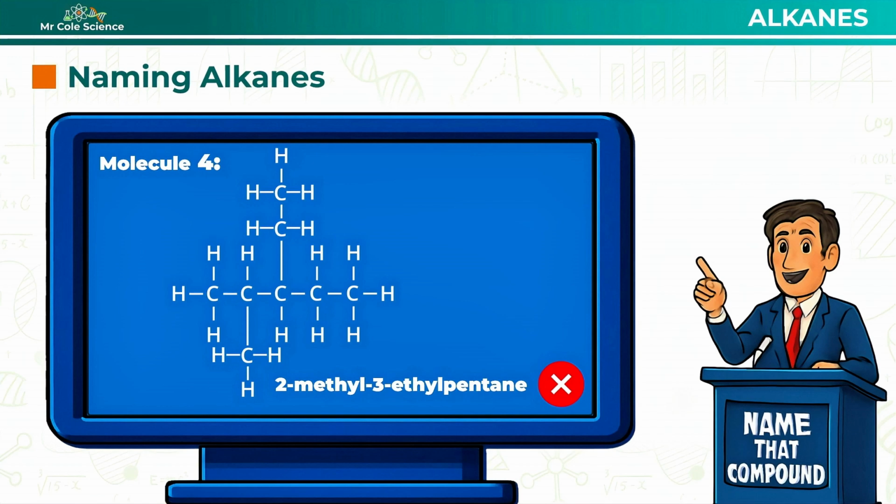Make sure you know your IUPAC naming rules upside down and inside out so that you can apply them consistently each and every time. Now that we can recognise and name alkanes, let's start looking at some of their physical properties.